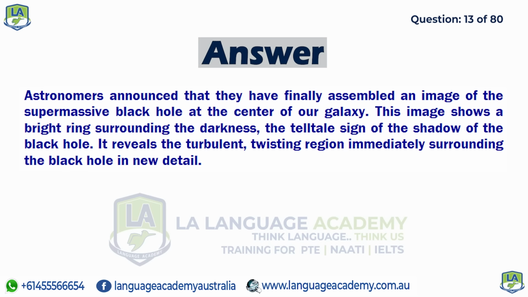Astronomers announced that they have finally assembled an image of the supermassive black hole at the center of our galaxy. This image shows a bright ring surrounding the darkness, the telltale sign of the shadow of the black hole. It reveals the turbulent, twisting region immediately surrounding the black hole in new detail.